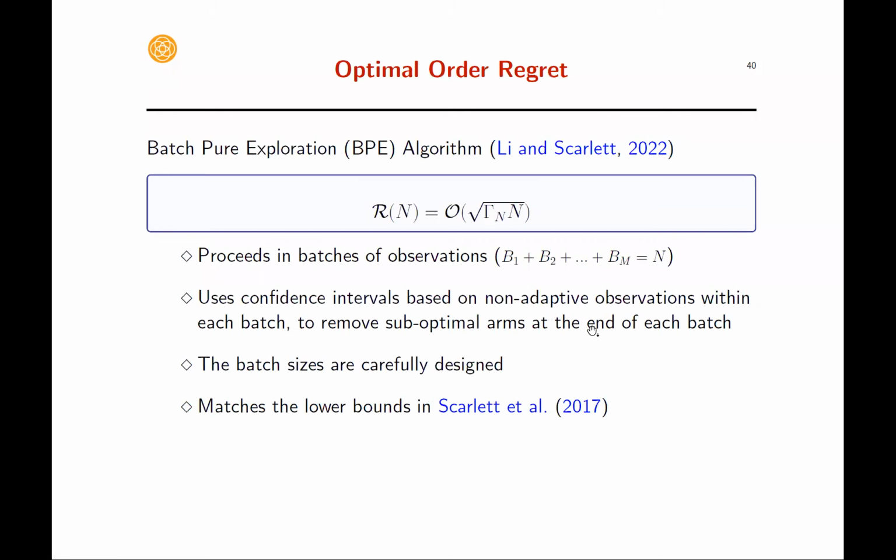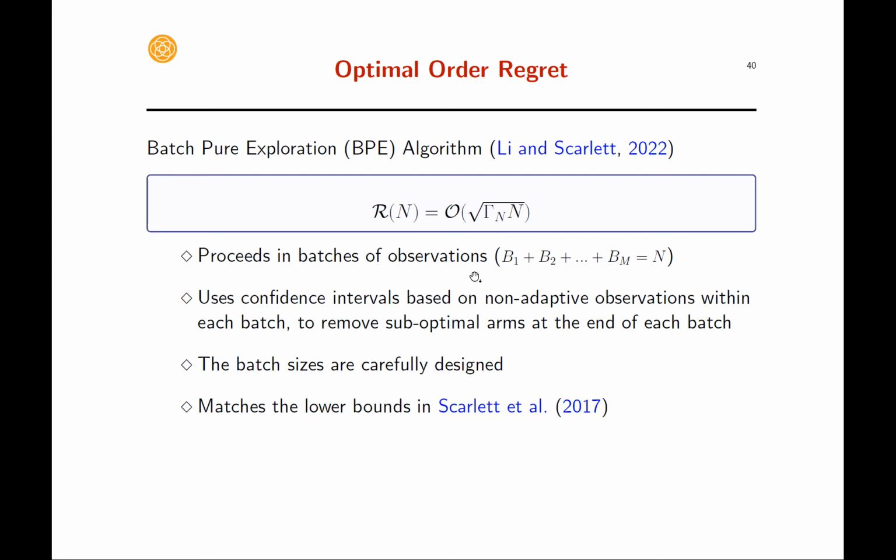Okay. So one algorithm that addresses this suboptimal regret bound issue is batch pure exploration, an ASTAS 2022 paper, which solves this issue and shows a regret bound of order square root gamma n. So this regret bound is always sublinear. It solves the issue with the regret bound.